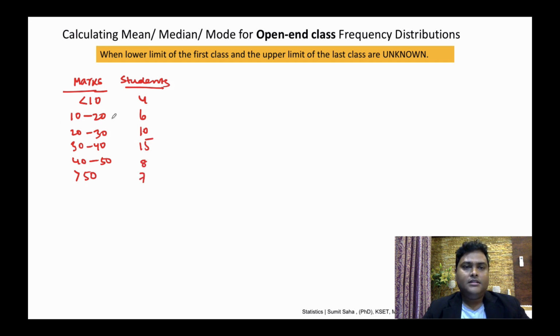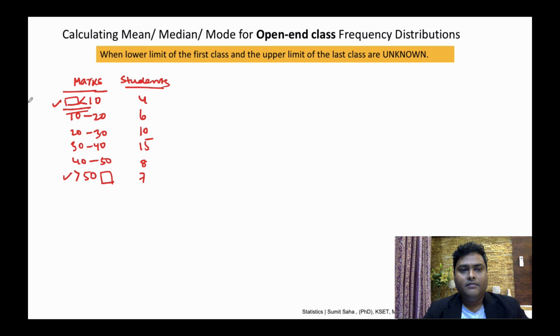Now if you consider this kind of frequency distribution, you can see that the lower limit of the first class and the upper limit of the last class are unknown, right? So in this kind of case, we call these the open-ended classes. Now the question is, can you calculate the mean, median, and mode for this? In this case we can conclude that the first class will be 0 to 10.